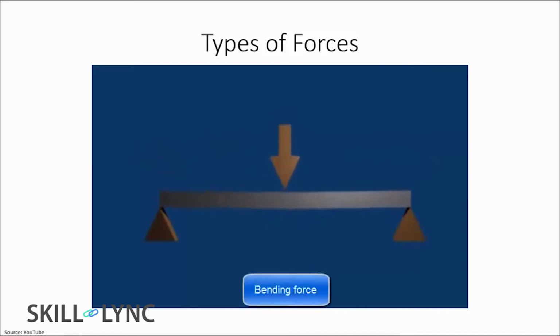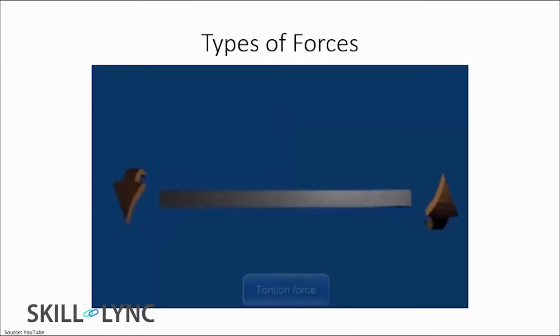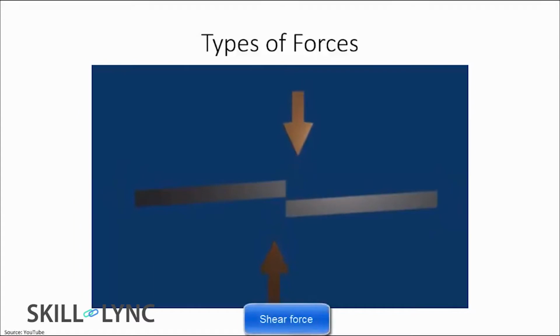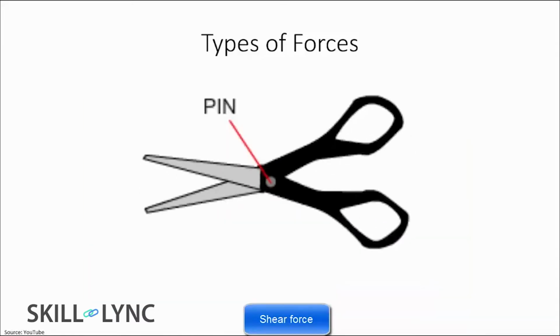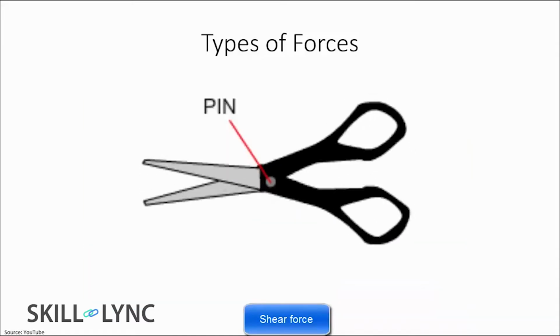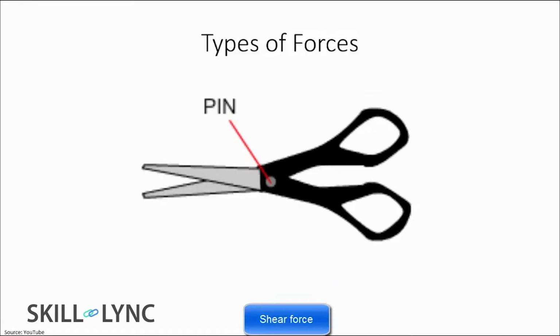Bending is a force that deflects or bends an object. Torsion is a force that tends to twist an object. Shear forces are unaligned forces pushing or pulling one part of a body in one direction and another part of a body in the opposite direction. A good example of shear force is seen with simple scissors. The two handles put force in different directions on the pin that holds the two parts together.